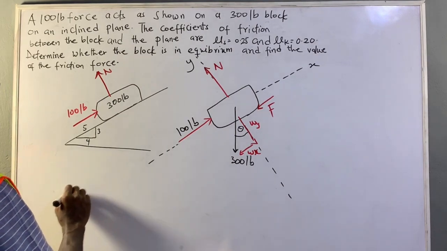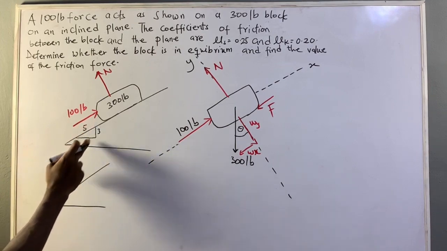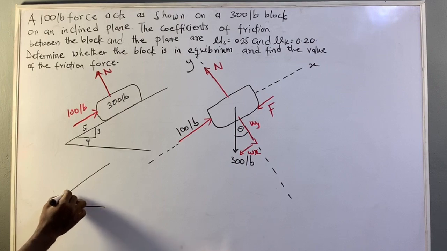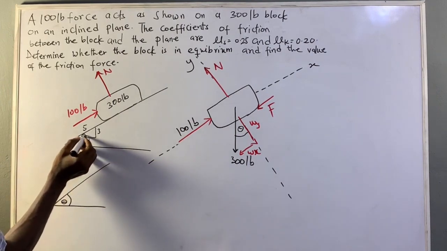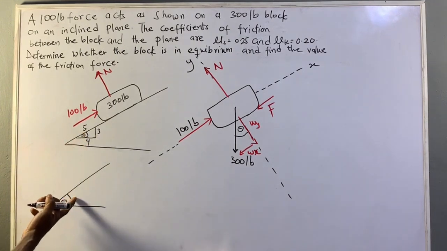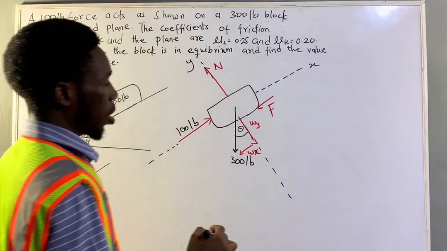We have this inclined plane here, and we've been given 5, 4, 3 here. That's this small triangle here. Let's say this angle is theta. That would be the same angle that we will have for this small triangle here. Let's take note of that: if you find the theta here, that's the same theta that you're going to have here. Let me explain the reason why.